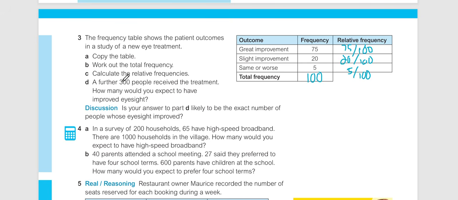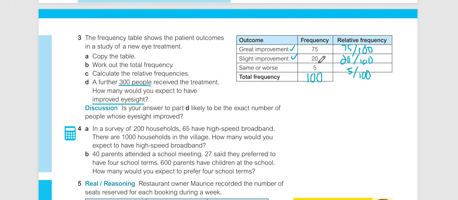Right. A further 300 people received the treatment. How many would you expect to have improved eyesight? So now this is the trick here. Improved eyesight, when they say it, could be great or slight, because in both cases it showed an improvement. So you need to take both cases here. Because this says same over, so there is no improvement at all. But here they say great improvement and slight improvement. So you need to take both situations.